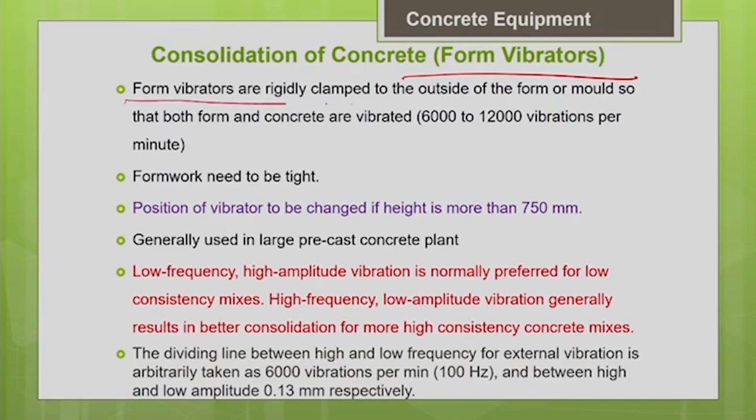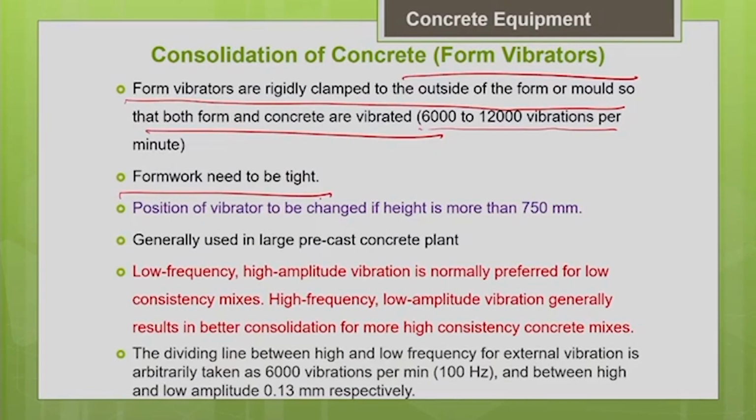Form vibrators are rigidly clamped to the outside of the form or the mold, so that both the form and the concrete are vibrated. Here you can see the frequency range is 6000 to 12,000 vibrations per minute. One more thing to be noted is that the formwork should be very tight. If the formwork is not tight, when you vibrate it, concrete will start leaking from the formwork. So make sure the formwork is very tight before you vibrate it.